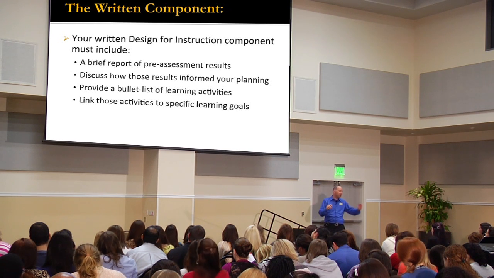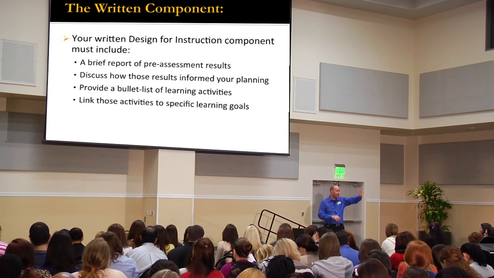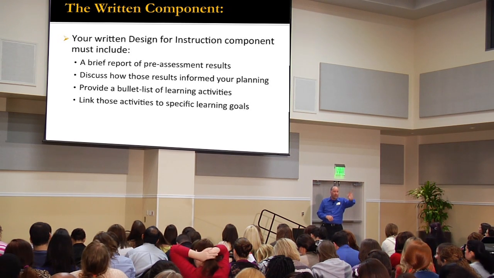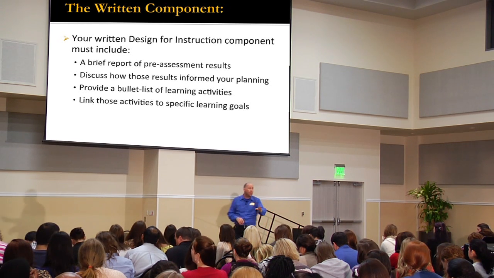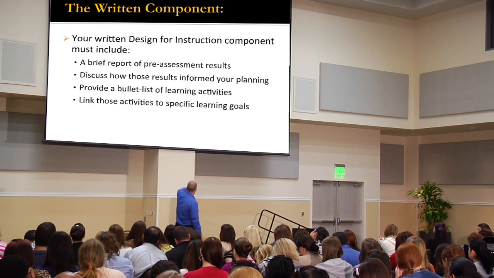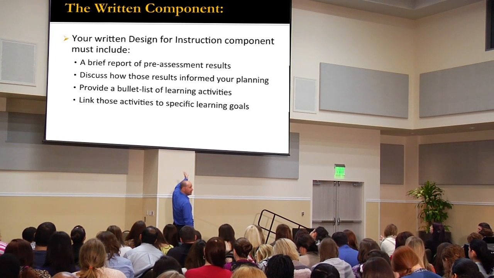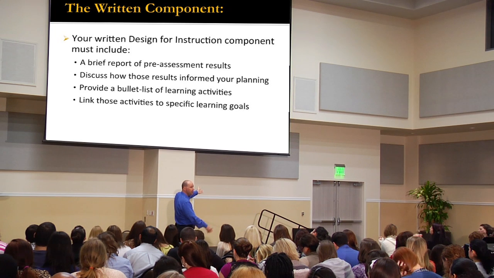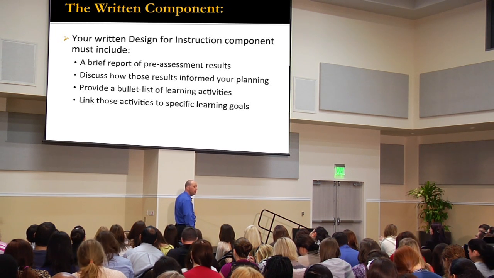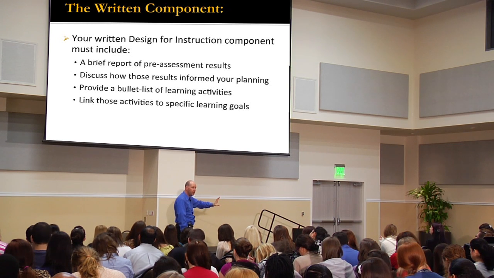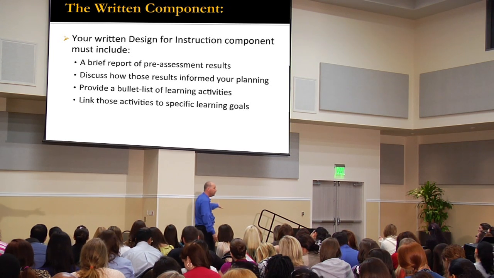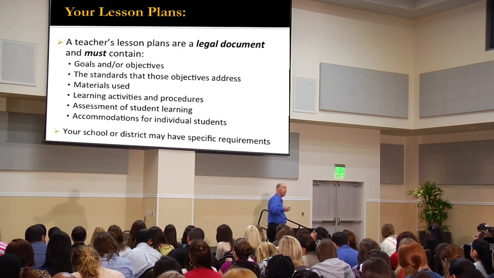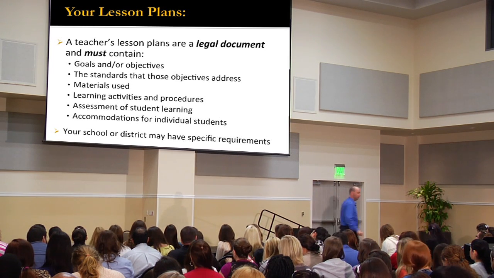So there's 3 things you have to think about when you do this component. Your written component, your lesson plans, and your learning activities. The written component is relatively simple. Pre-assessment did this. This is how it informed my instruction. Bullet list of the stuff you're going to do, link it to the learning goals, written component, done. Right? That's it. This is where all the work happens.